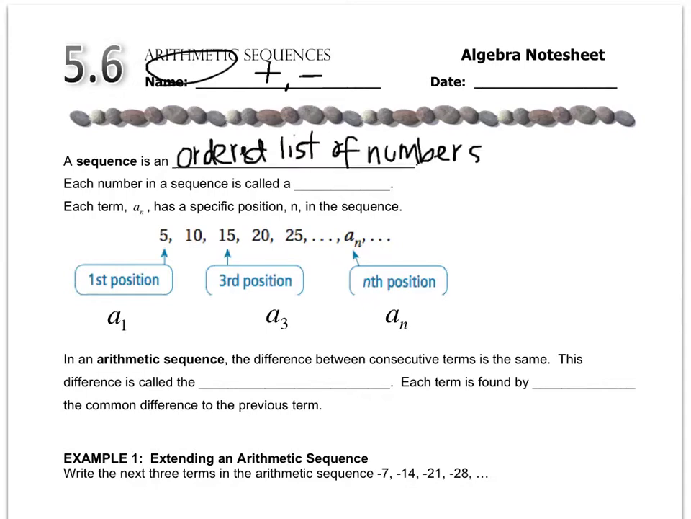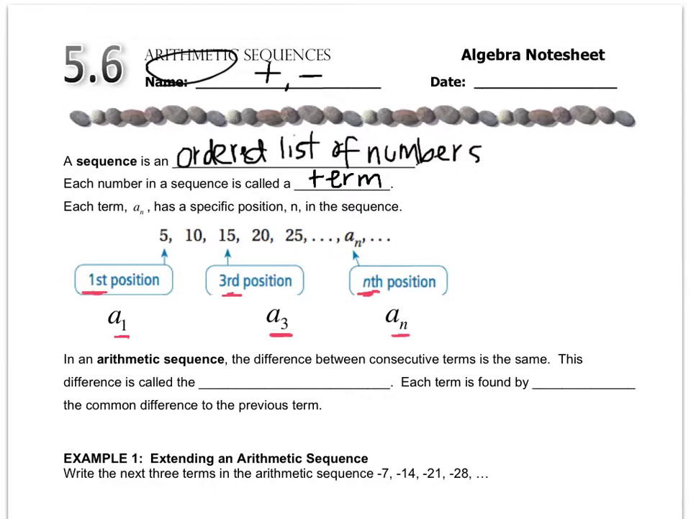In the sequence, they are made up of numbers, and each number in the sequence is called a term. Each term has a specific position in the sequence. So, for example, A sub 1, that's how you read this, not A1, you read it as A sub 1. A sub 1 is in the first position. A sub 3 is in the third position. And then A sub n is in the nth position, meaning it's any random position that you want to ask for.